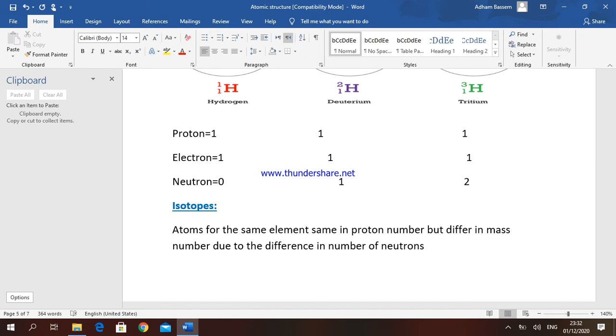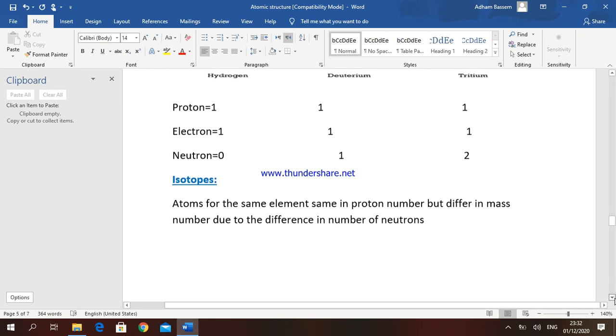So we note that the difference in the number of neutrons affects the mass number of the atom. The change in the mass number is due to the difference in the number of neutrons inside the nucleus between isotopes.